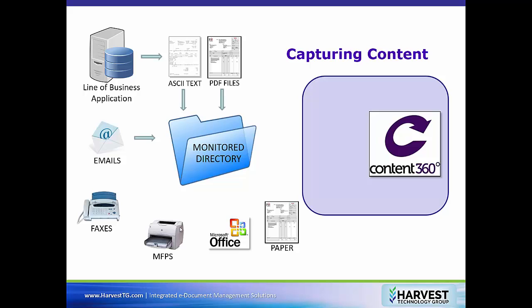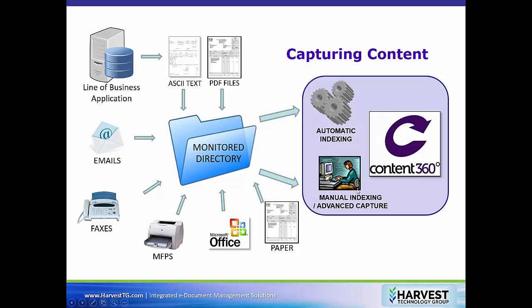Once Content360 sees these files in the directory, it will automatically grab them and index them by using our PDF reader. Additionally, other content such as faxes, multifunction devices, office files, and paper coming into the organization through a scanner can also be stored inside the monitored directory, but the indexing process will then have to be manually completed, or we can use advanced capture inside Content360.